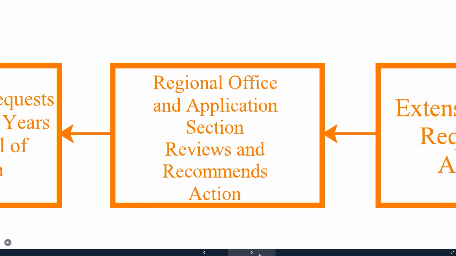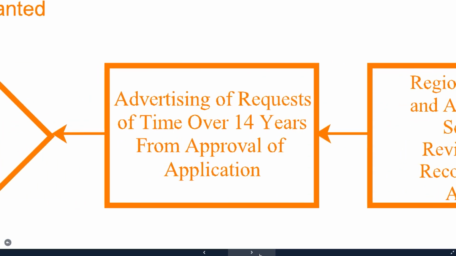Once an extension of time request is filed, the clock for the proof due date stops. The regional office will review the extension request and recommend that the extension be approved or denied. The regional office will then send the extension request to the applications office for final review. If the applicant has shown due diligence in completing a project and can show progress towards project completion, the applicant may be approved for multiple extension requests. If the extension of time request exceeds 14 years, then the extension request must be advertised in the newspaper, similar to the advertisement of the initial application to appropriate, change, or exchange.